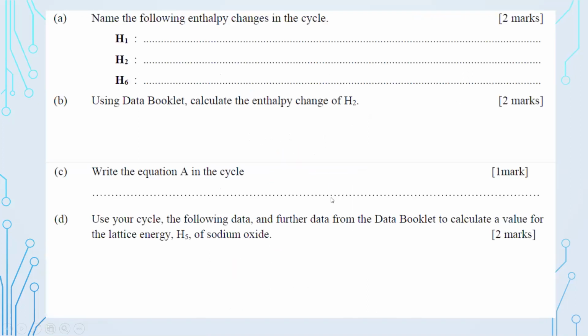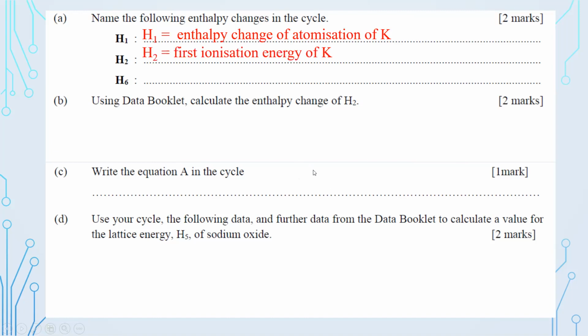Okay, number one, name the following enthalpy changes in the cycle. As we mentioned just now, H1 is the enthalpy change of atomization of potassium. H2 is the first ionization energy of potassium. H5 is the lattice energy. H6 is the enthalpy change of formation of K2O, sorry.